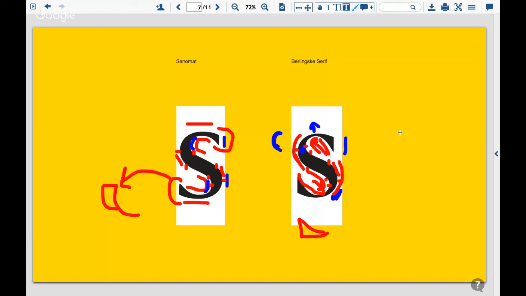And again, I'm obsessed. I love space. I love negative space. I like white space. It's very fun for me. I like seeing the difference in spacing here. Look how much more space is up here. And that's why this S seems a bit more narrow, the top half is a bit shorter, or actually the whole thing is a bit narrower than the Sanomat type S, I would say.